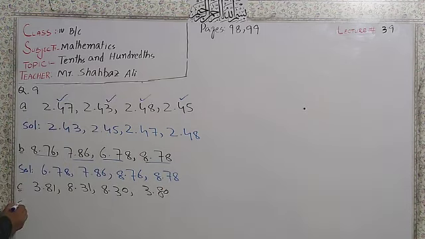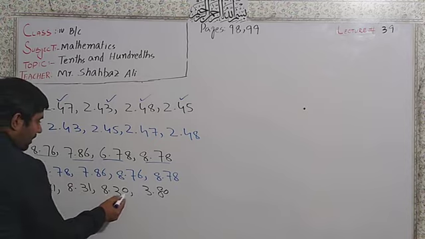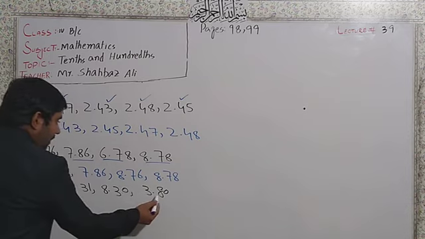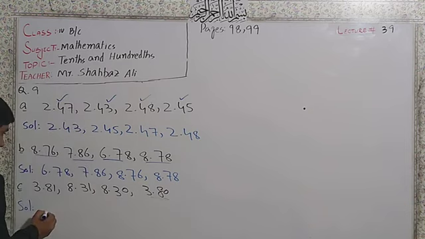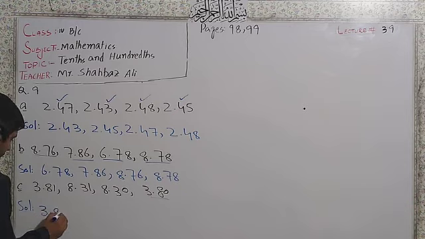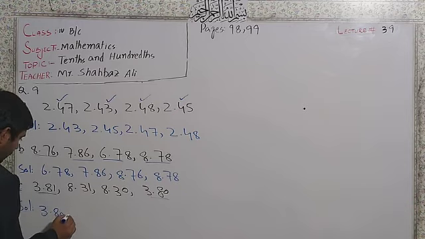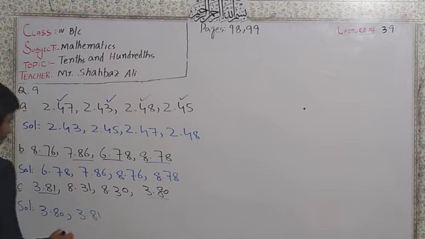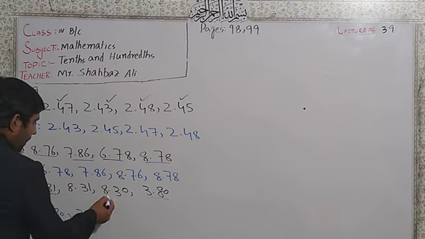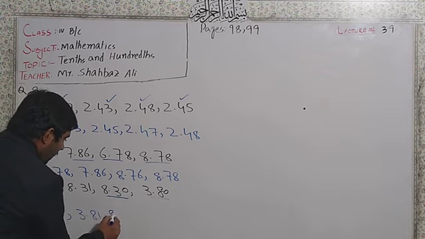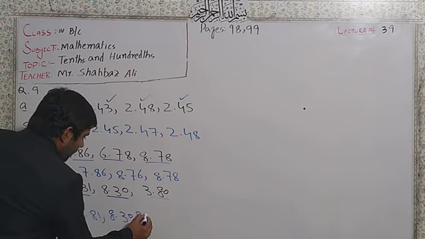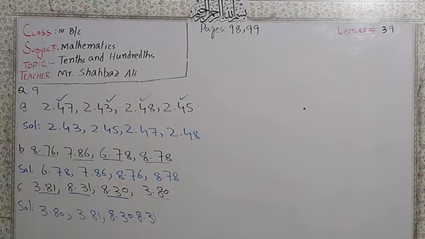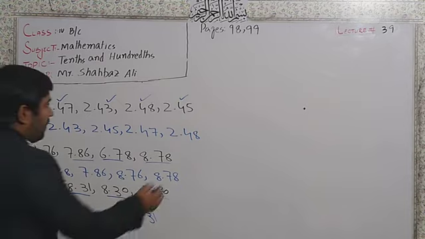Here also in the solution: 3.81, 8.31, 8.30, 3.80. So this is 3.81, this is 3. So this is smaller, and then this is greater than this one, 3.81, and then 8.31, 8.30. So this is 8.30, and then this one, 8.31. Okay, dear students, I hope you understand this one.